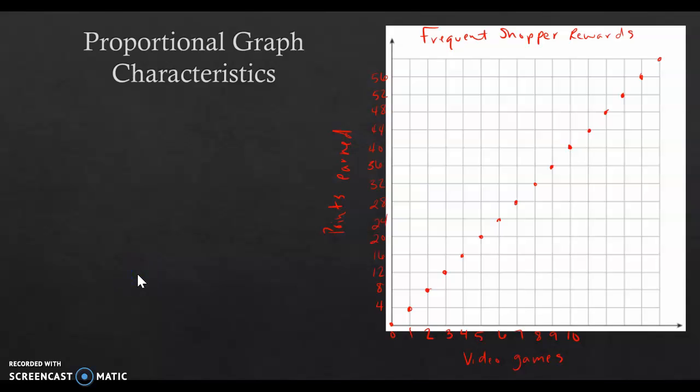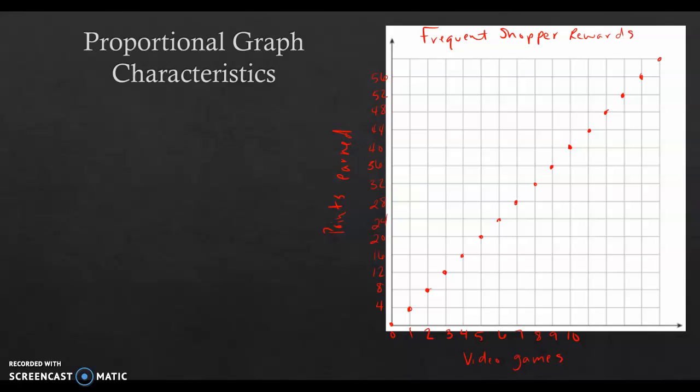So we started talking about proportional graphs in the last one, and in particular we worked with this graph here in our first example, and we talked about it being discrete and not continuous because you can't have half a video game, or you're not going to be able to purchase half a video game. But I wanted to talk about what makes a graph proportional, or not just a graph, but what makes a function a proportional function as opposed to any other function.